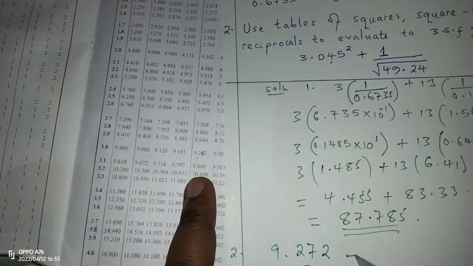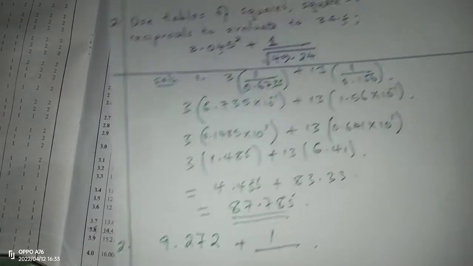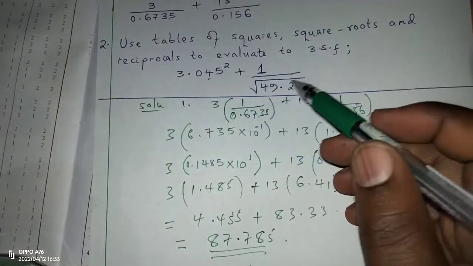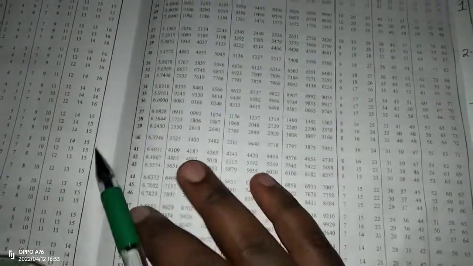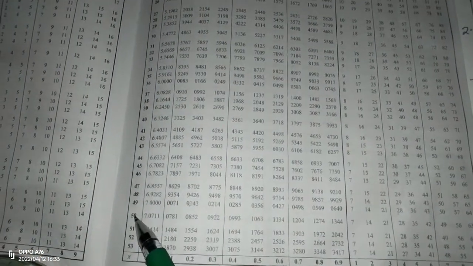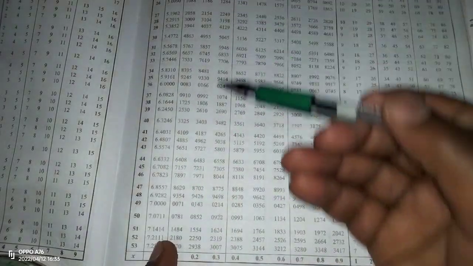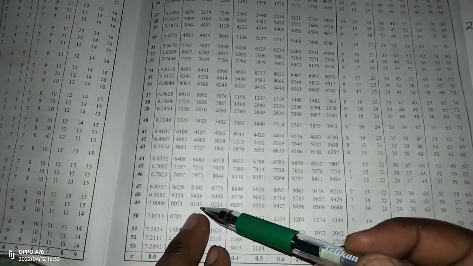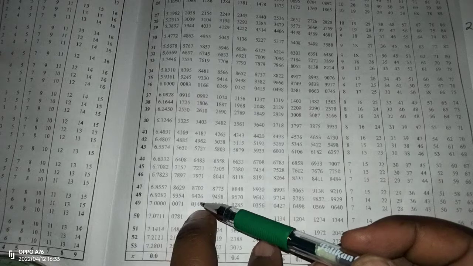9.272, then plus the reciprocal of. Before we take the reciprocal, we first of all find the square root using the tables of square roots. 49.24. So the square root of 49.24. So 49.2 is going to be here. Then we had the difference at 4.